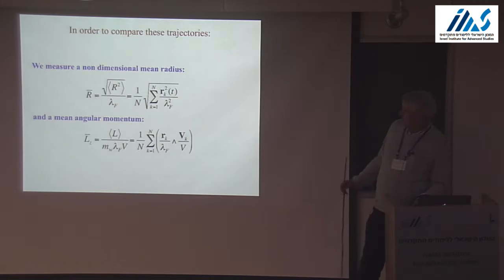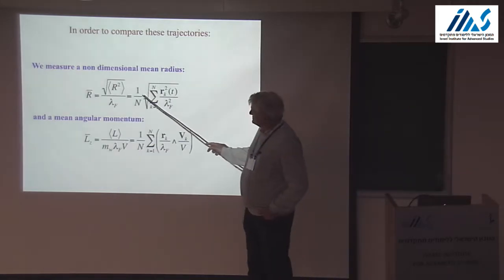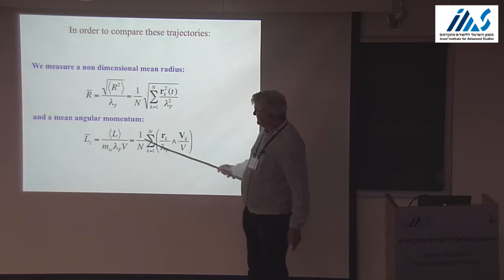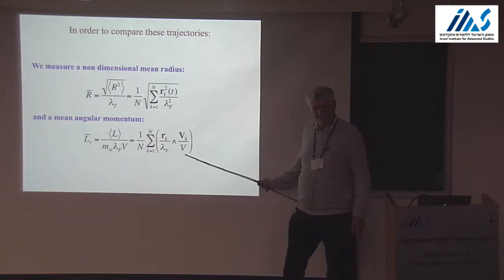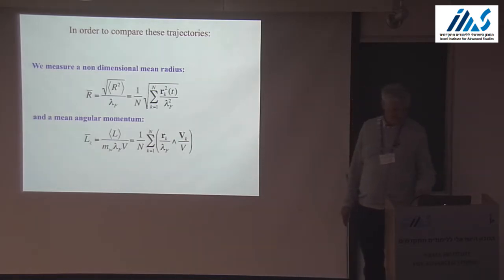So you can try to characterize them all. You characterize them by the mean size of the orbit, which is in a way somewhat equivalent to energy, and then the mean angular momentum, averaged over one orbit.